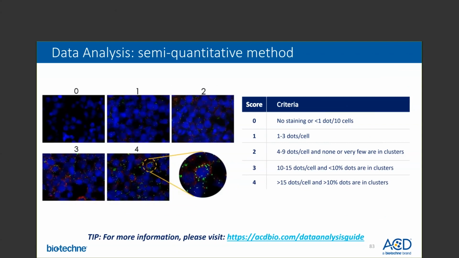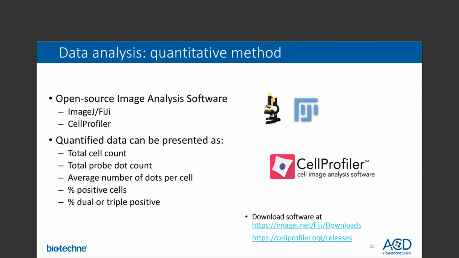For quantitative methods of RNAscope analysis, there are many vendors that offer software that can be used to analyze your images. The two popular open source options that we recommend for RNAscope or BaseScope are ImageJ and Cell Profiler. If you would like to get started using these, please download the most recent versions via the links listed here.